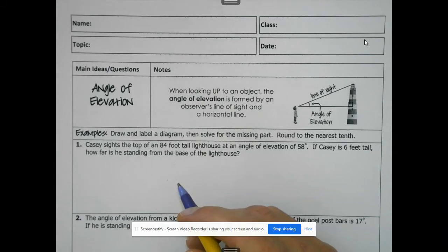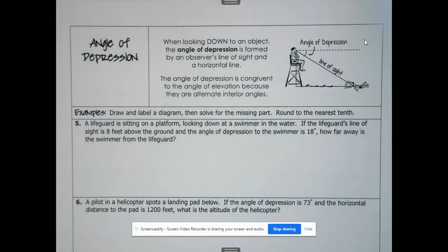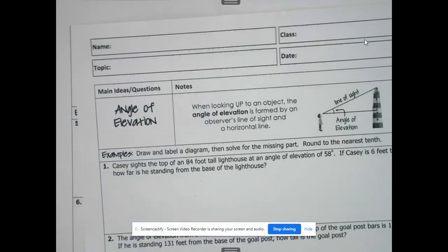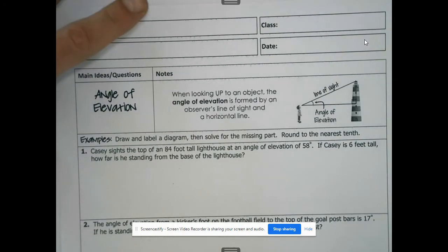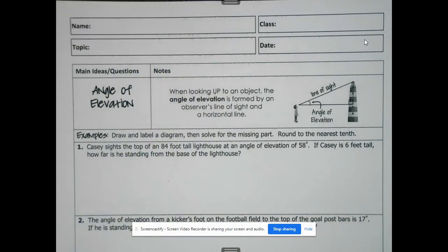All right, this lesson's on angles of elevation and depression. It's some applications that deal with us in trigonometry. You might have to find an angle, you might have to find a side, but basically just a section on applications of trigonometry we learned about last week.